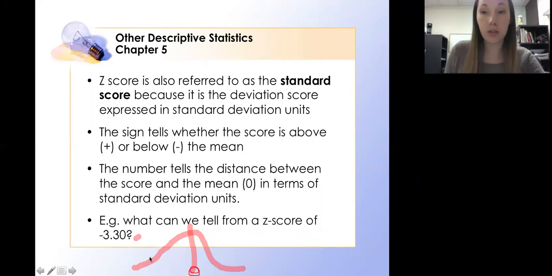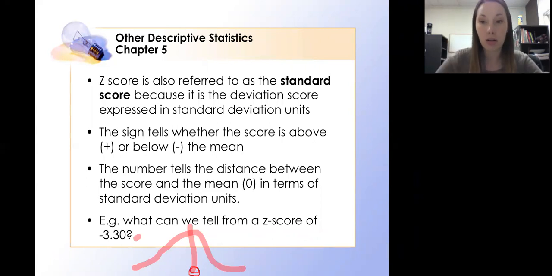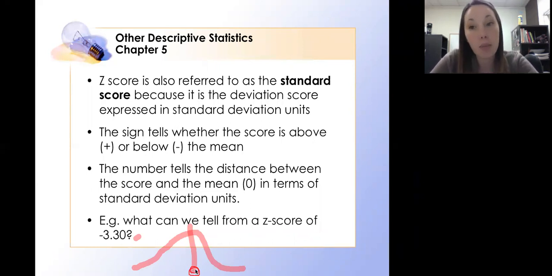Your mean is always 0 when we have a standardized z distribution. So if you've got a score above the mean, it's going to be positive. If you've got a score below the mean, it's going to be negative. How big that number is tells us how far away from the middle or how far away from the mean that z-score is. So we've got two pieces of information to look for in z-scores.